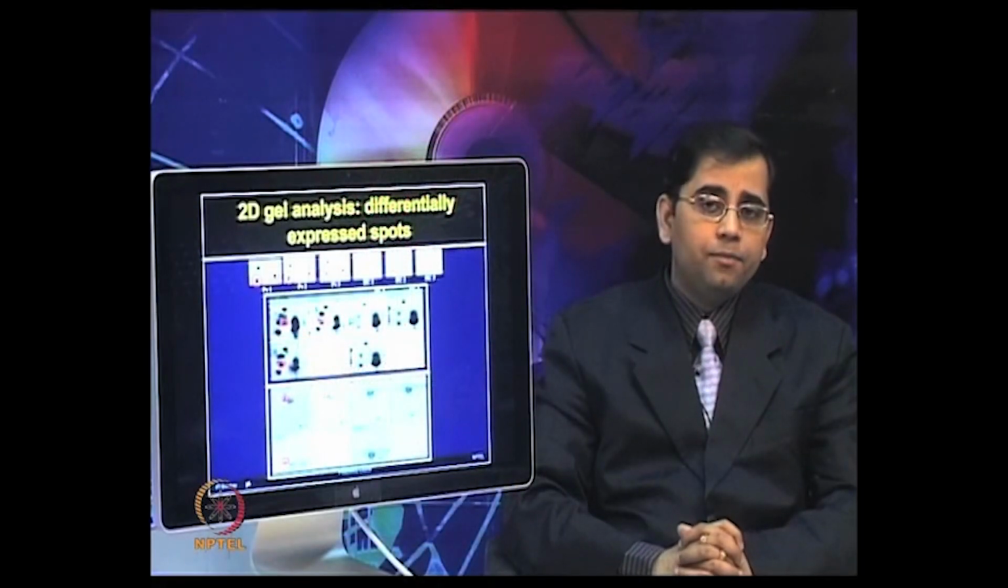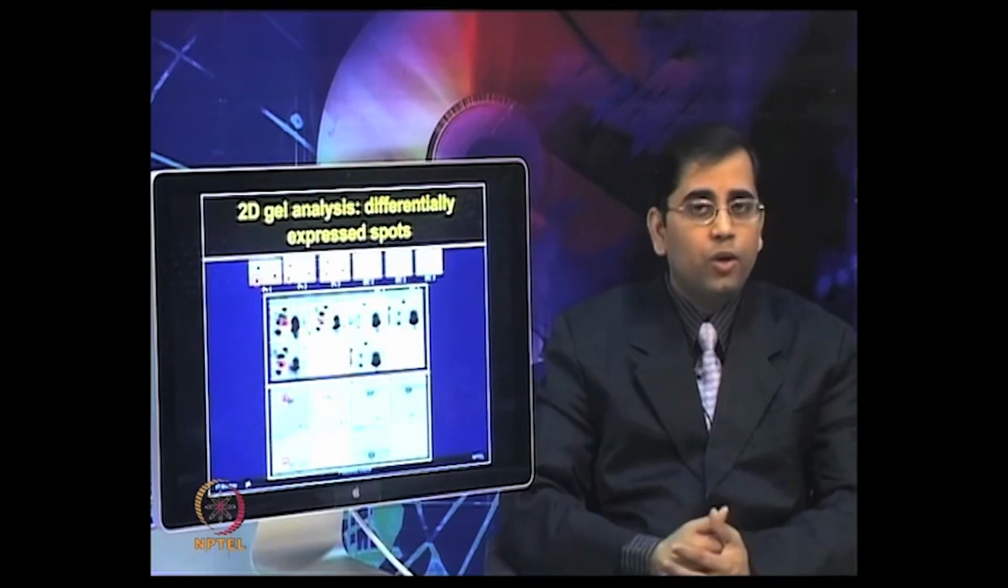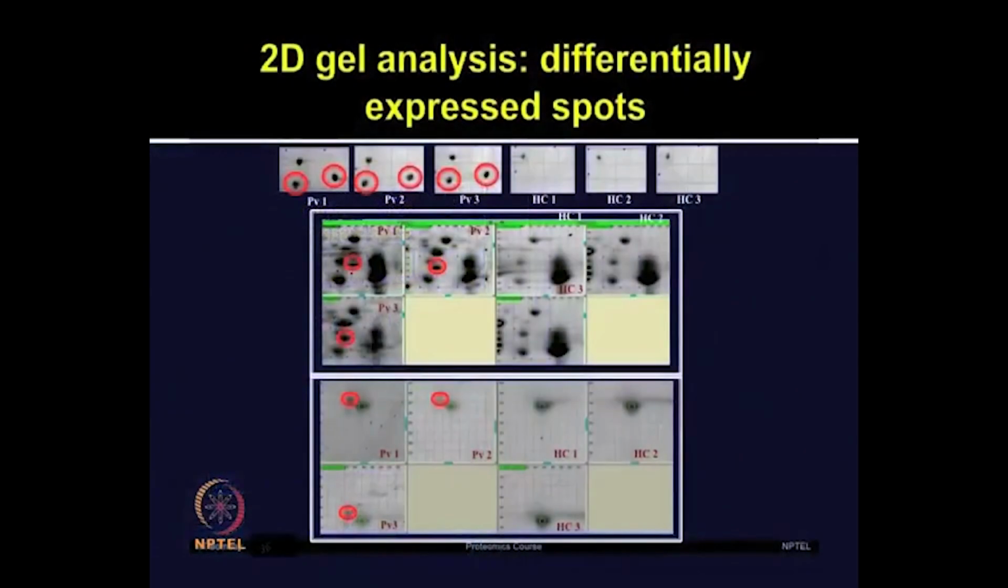As you can see in this slide, we looked at various controls and various vivax patients. These are only a few patient samples here, but we analyzed a large number of samples. Those spots which were reproducible in all the patients, for example, one you can see in the top panel, 2 spots are showing significant alteration in the vivax as compared to the healthy controls. So, these types of spots were considered further for the mass spectrometry analysis.